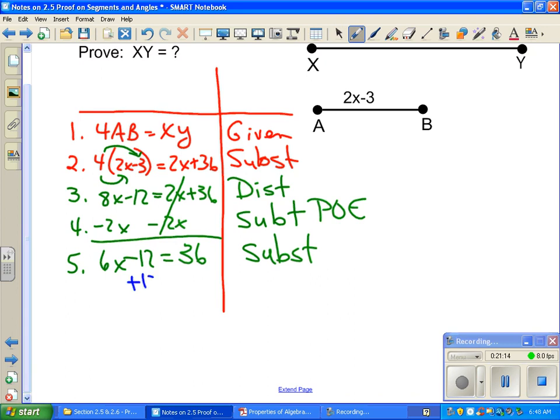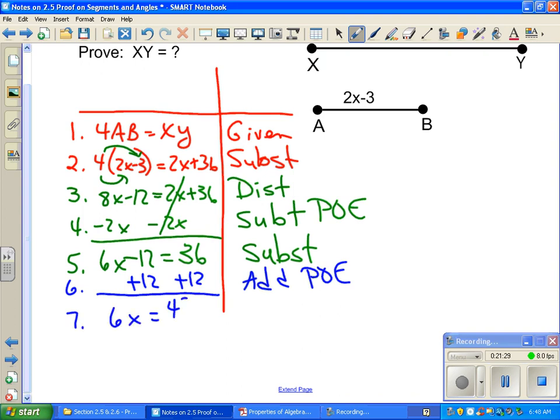So we have plus 12 on each side. That's step number 6, and that means we're adding. The addition property of equality says we can add to both sides. 6x equals 36 and 12 make 48. I substituted in the answer. So every time you use the word add, subtract, multiply, or divide, you see in every one of these proofs, I've substituted in the answer.